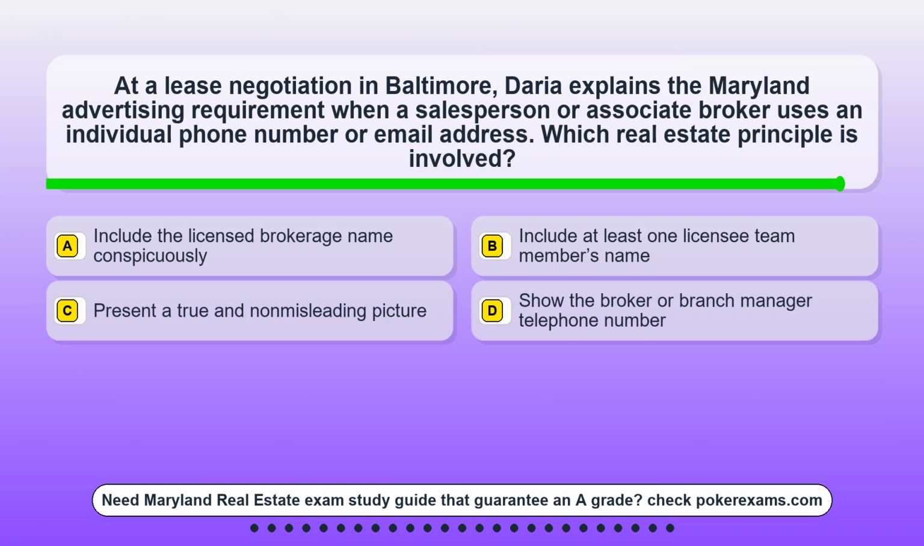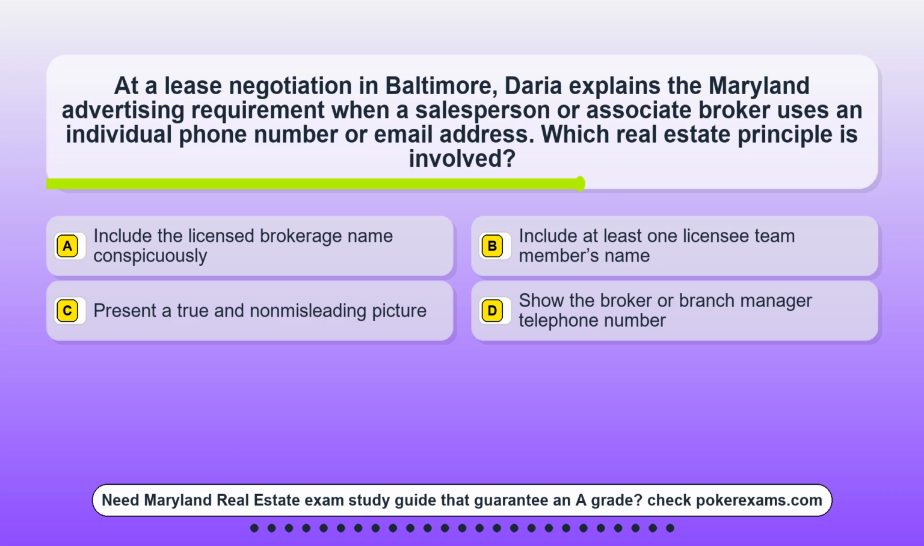Question 15. At a lease negotiation in Baltimore, Daria explains the Maryland advertising requirement when a salesperson or associate broker uses an individual phone number or email address. Which real estate principle is involved? Option A, include the licensed brokerage name conspicuously. Option B, include at least one licensee team member's name. Option C, present a true and non-misleading picture. Option D, show the broker or branch manager telephone number.